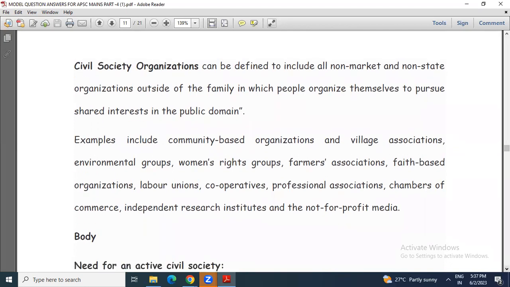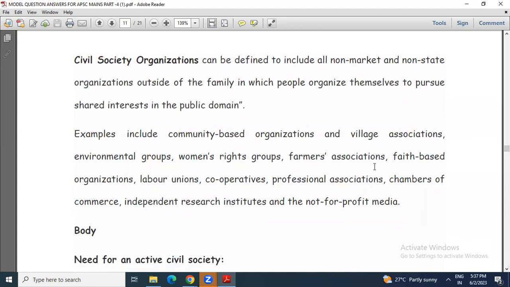Now, examples of civil society organizations include community-based organizations, village associations, environmental groups, women's rights groups, farmer associations, faith-based organizations, labor unions, cooperatives, professional associations, chambers of commerce, independent research institutes, and not-for-profit media.